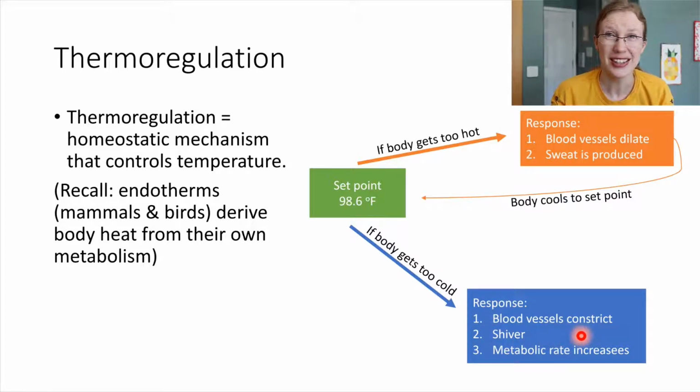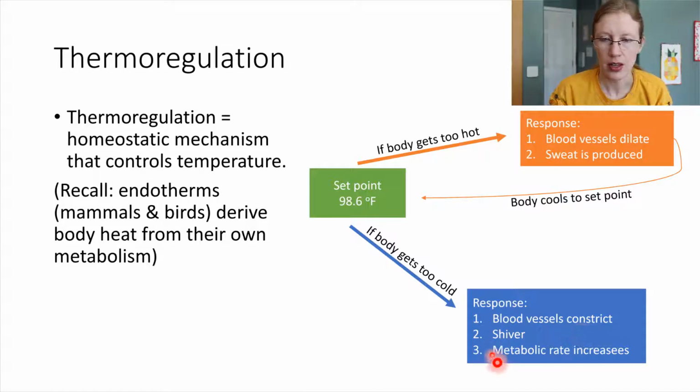So shivering, what is that doing? That's just activating a whole bunch of muscles throughout your body. When muscles are activated, they generate heat. When they burn energy, they create some heat. So this is actually helping to generate heat and warm us back up.